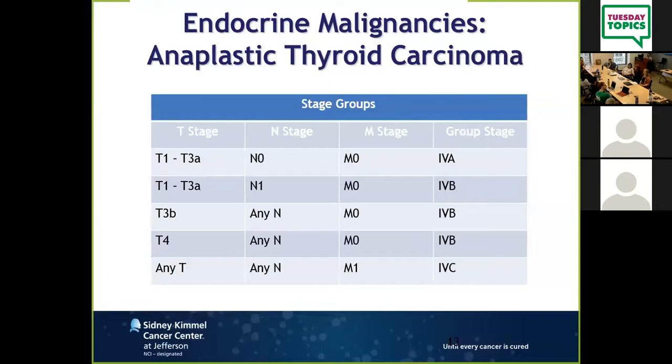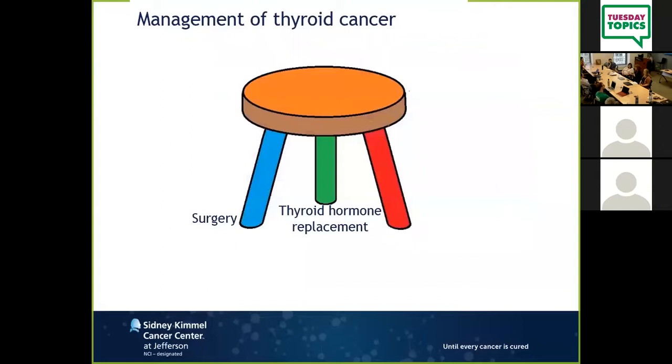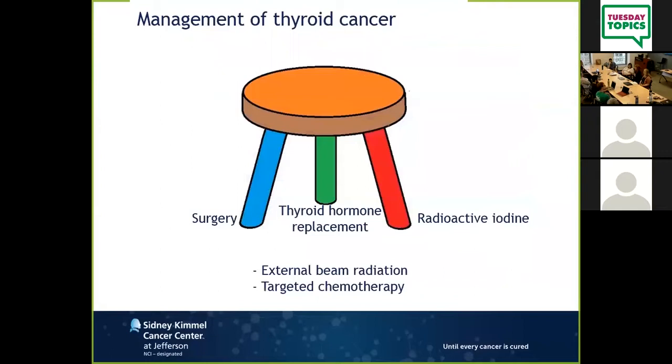So management of thyroid cancer generally includes surgery, hormone replacement, and potentially radioactive iodine. Radioactive iodine is becoming less and less used these days, and that's kind of based on a lot of results that we've looked at over many, many decades. It generally can include, but does not always include, external beam radiation, and can, but does not always include, targeted chemotherapy.